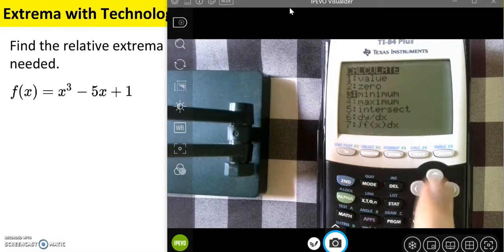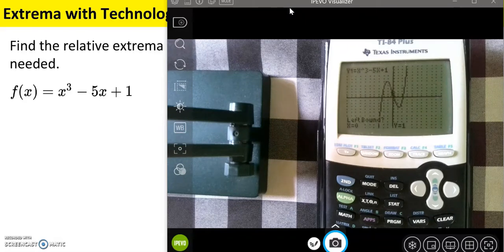Now on these menus, you can always use the up and down button to scroll through a menu, or you can just type in the number that goes with the choice you need. I want to find that maximum point on the left first, so I'll hit the 4 to go to maximum.